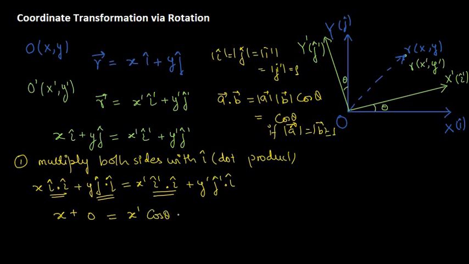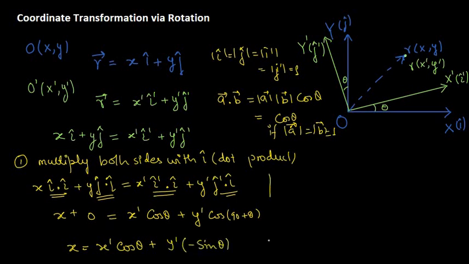So this is cos theta plus y prime. The angle between j prime and i, the whole angle, is 90 plus theta. So this is cosine of 90 plus theta. So your x will be x prime cos theta plus y prime cos of 90 plus theta, which is minus sine theta. Okay, so this was one part.